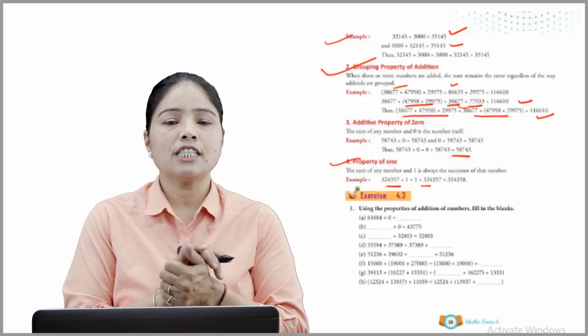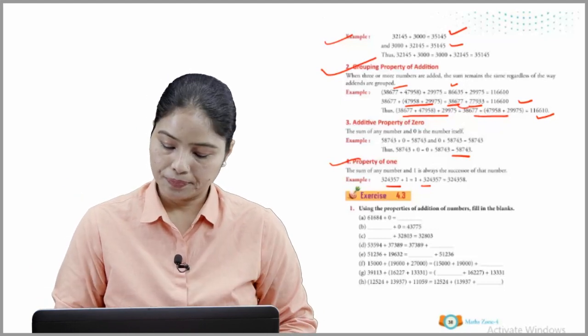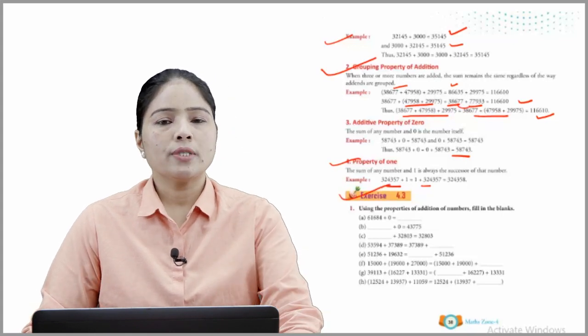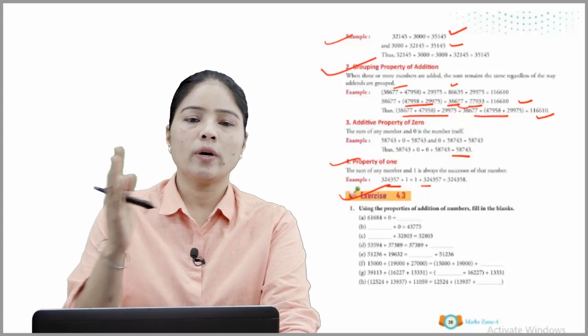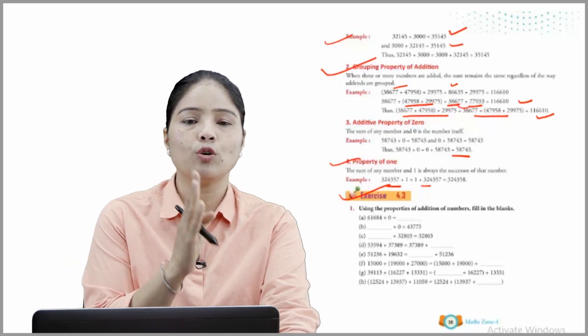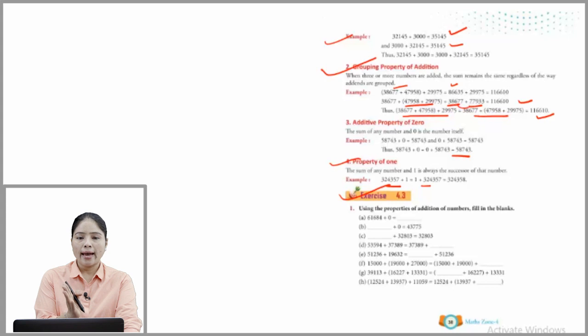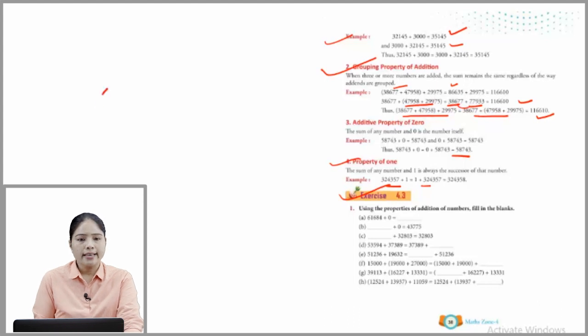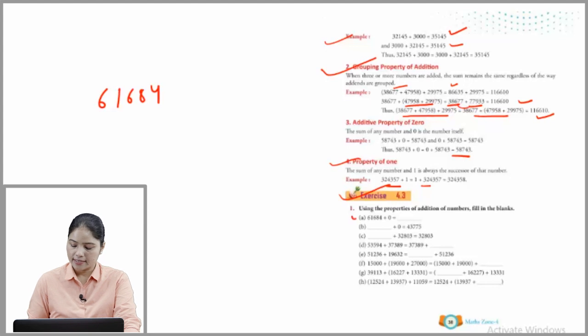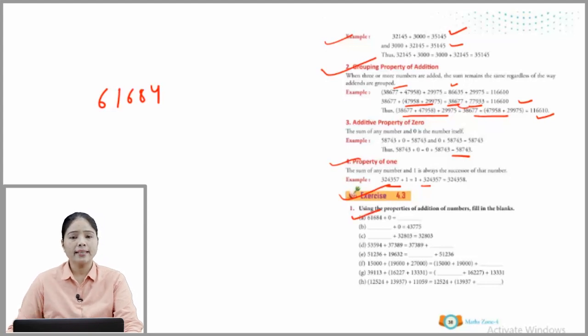Now exercise 4.3. Using the properties of addition of numbers, fill in the blanks. First one is 61684 plus 0. If you add 0 to any number, your answer is the same. Just like that, the answer is 61684.